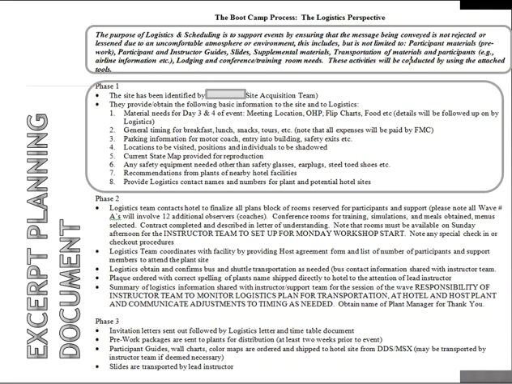So in the old days, when I was working with these guys, it was nearly impossible for that to happen. And so that's where all this really came from, to try to lean out systems and make things work a little bit more smoothly. So the idea here is that we have all these things, materials needs for day 3 and 4 of the event, meeting location, overhead projector back in the day, flip charts, food, everything you could possibly look for.